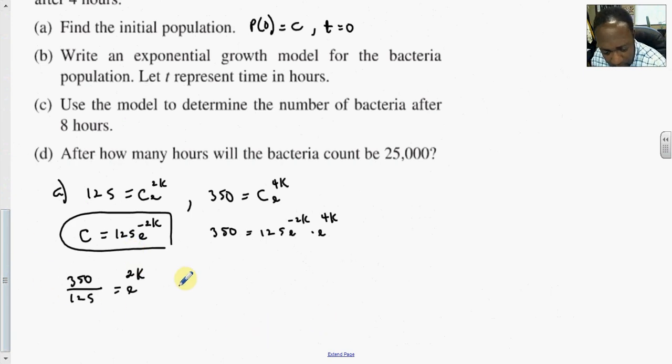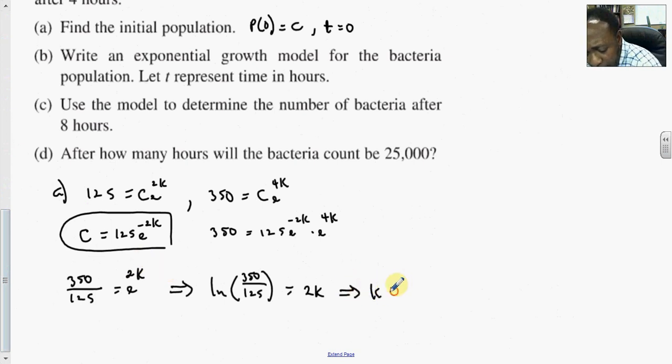So now we take the natural logs of both sides. Well, the natural log of e to the 2k is 2k, right? The natural log and e are inverses, so all you have left is the term 2k. And so this implies that k is equal to the natural log of 350 over 125, and that's divided by 2.